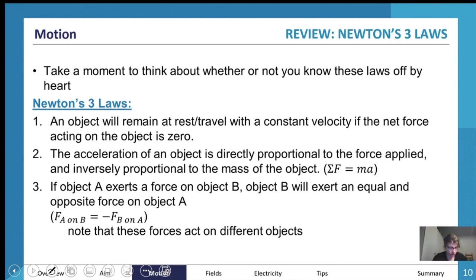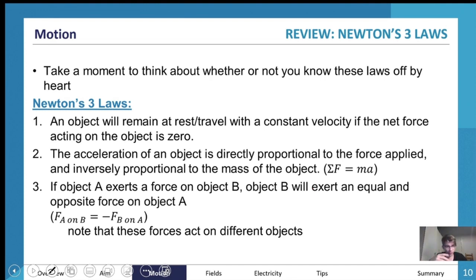And this is what VCAA does, right? It states an object will remain at rest, aka velocity is equal to 0, or travel with a constant velocity, aka velocity is constant. You have to think in mathematical terms. If the net force acting on the object is 0. The key word here is the net force, not force, the net force.